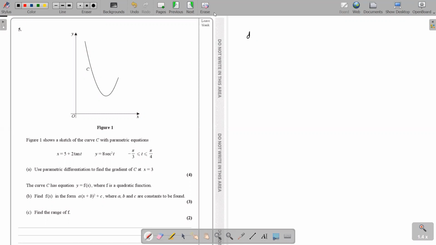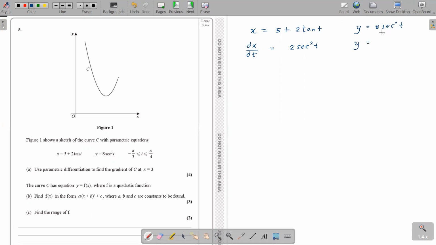Okay, how do we get dy by dx? First, we can get using the x equation. X equals 5 plus 2 tan t. Then differentiate, dx by dt. What do we get? 5 differentiation is 0. 2 times tan differentiation is sec squared t. And y equals 8 times sec squared t, which gives me how much?